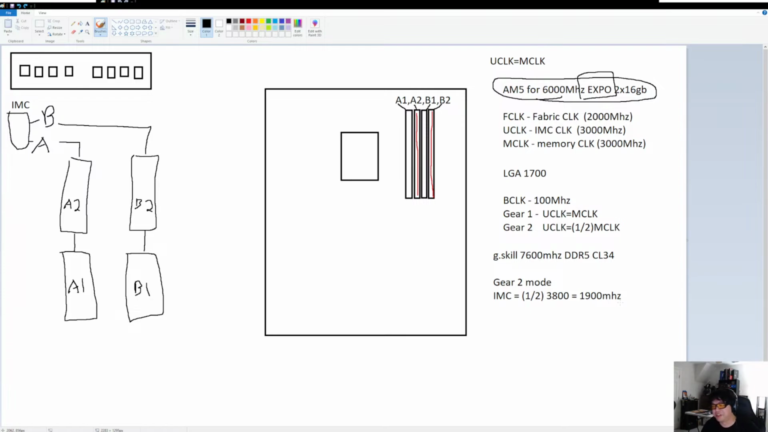Yeah, it's for a gaming PC. I mean, that makes sense, right? For a workstation, the 7600 is not going to be a thing. Gear 2 is higher latency, but what I'm saying is, you cannot run 7600 megahertz with Gear 1. It's impossible. My example with the juggling is the analogy. It's too many balls to juggle for the IMC.